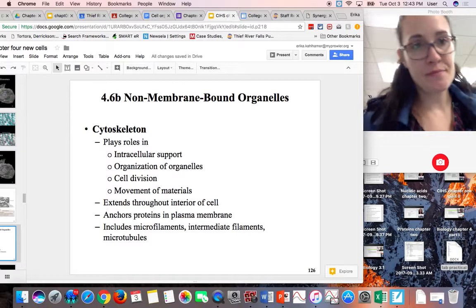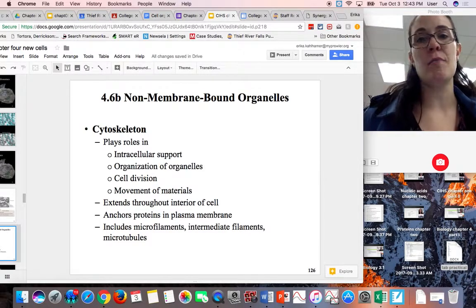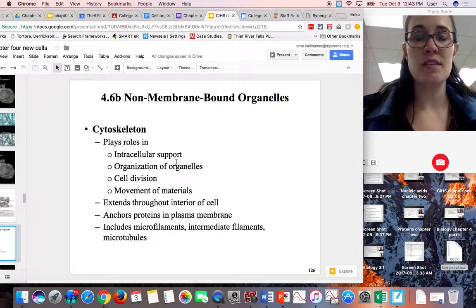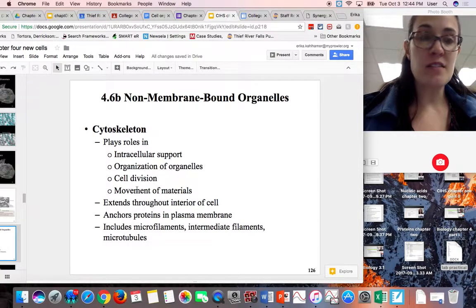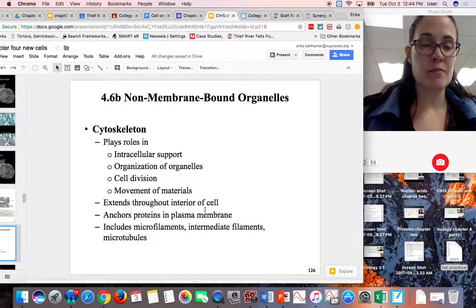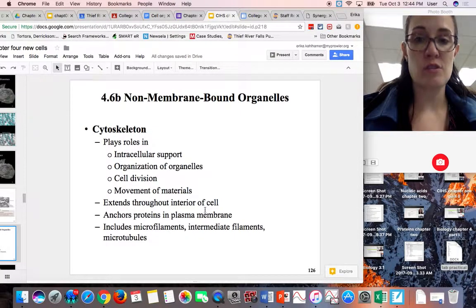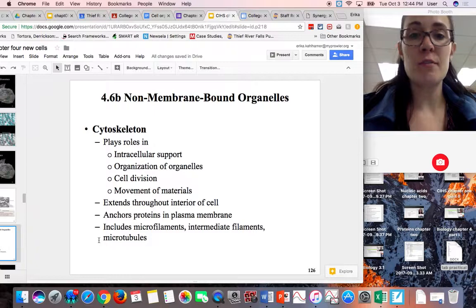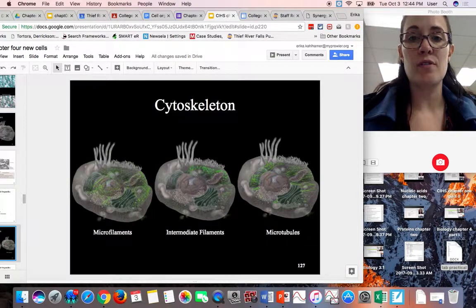Cytoskeleton is similar to the purpose of our skeleton, our body. It gives support to the cell and helps organize the parts. Cytoskeleton also has specific kinds that are involved in cell division and movement of materials within the cell. They're going to anchor the plasma membrane, help it stay supported. They include microfilaments, intermediate filaments, and microtubules.